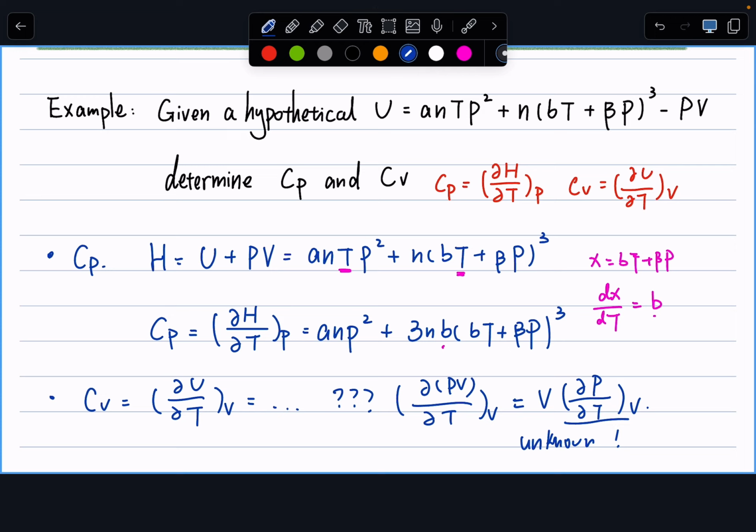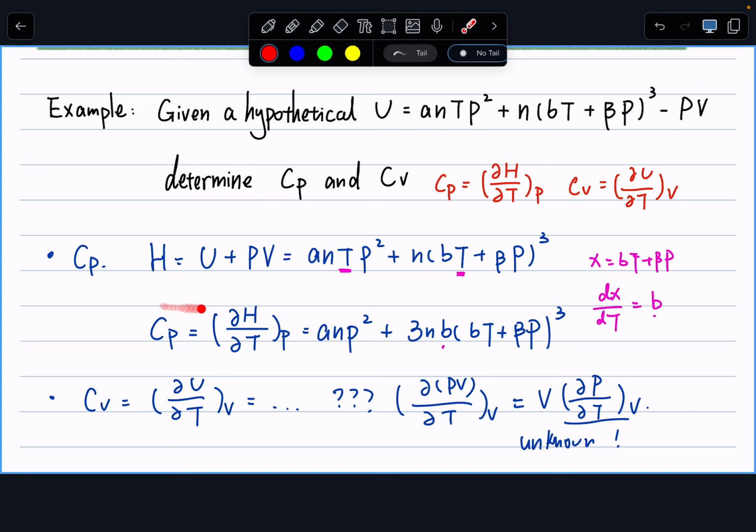How do we do this? Well, we solve for CP first. CP, again, we start by using the definition of the terms. We know that CP gives us the partial derivative of enthalpy over temperature at constant pressure.